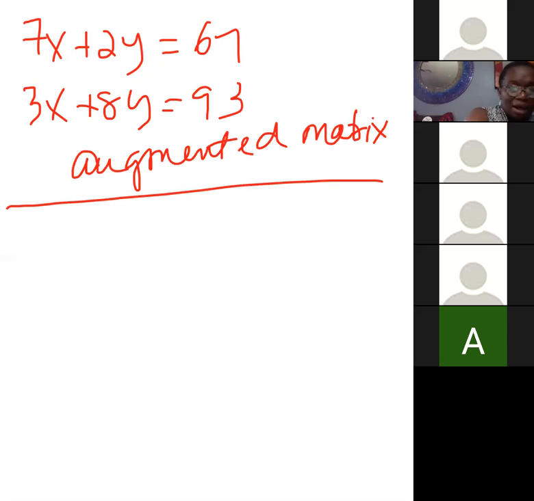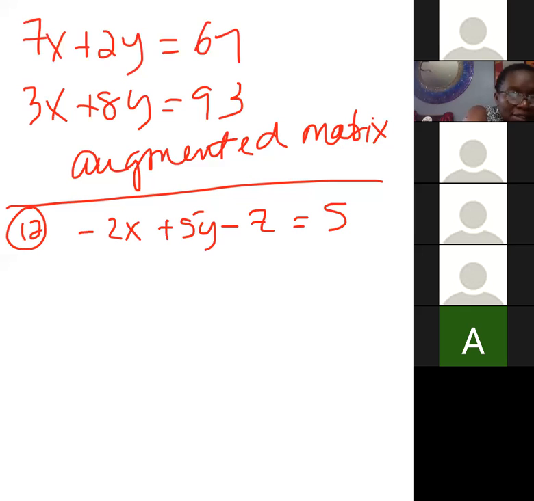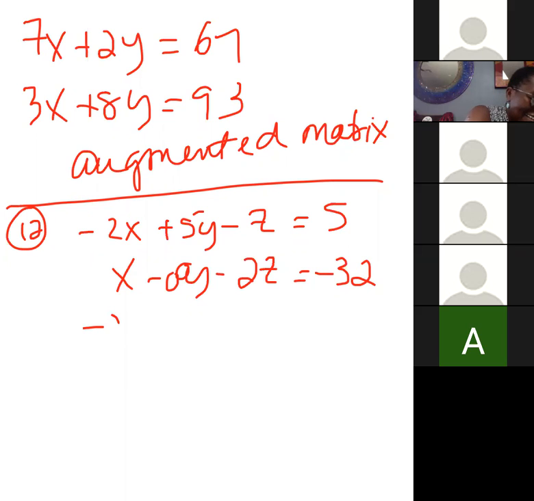Talking about augmented matrix. Now, they're giving you negative 2x plus 5y minus z equals 5. And this one right here is number 12. I need to say something about this one, guys. They want us to solve it using row echelon form. Oh, man. It just takes forever to do. You're not doing the reduced row echelon, you're just doing row echelon.